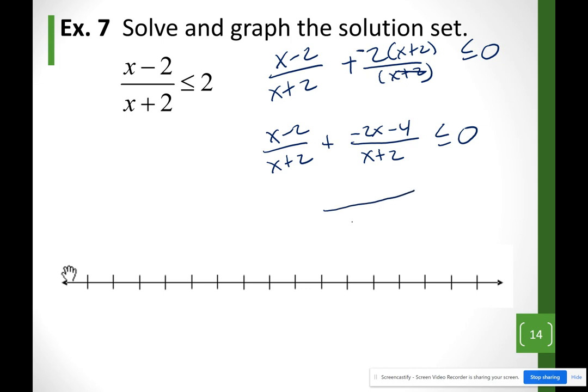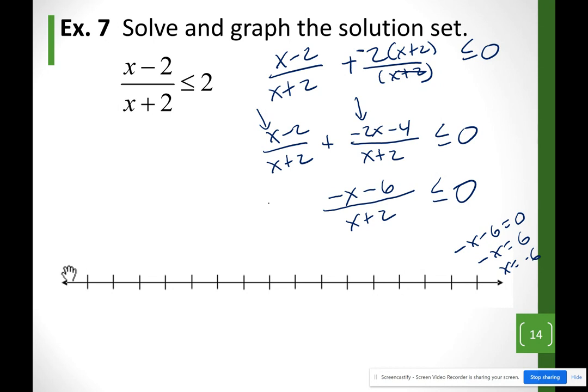So when I combine like terms, 1x minus 2x is negative x, and negative 2 minus 4 is negative 6. All right. What value of x makes the top equal to 0? Negative x minus 6 is equal to 0. Negative x is equal to positive 6, so x equals negative 6. Negative 6 is what makes the top equal to 0. What makes the bottom equal to 0? 2.